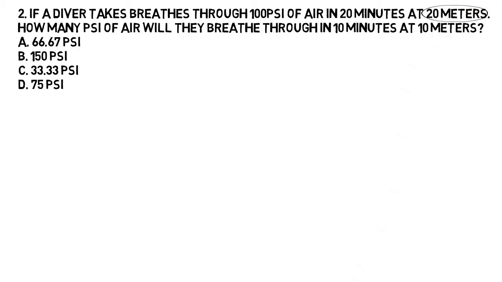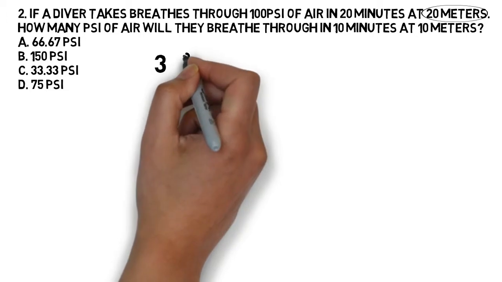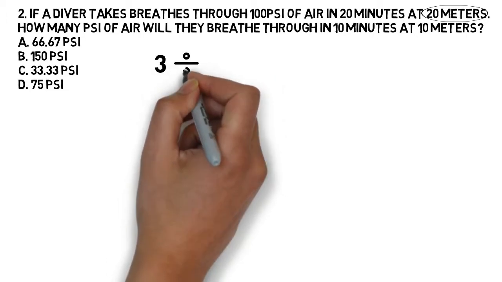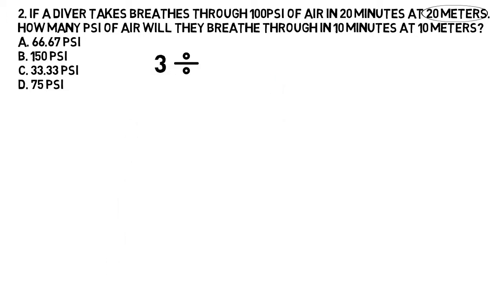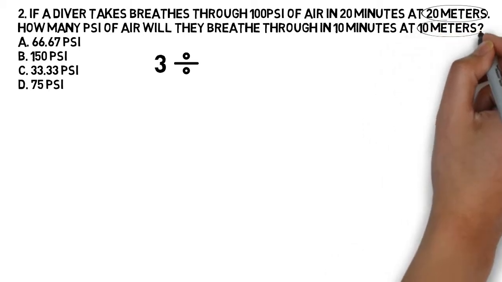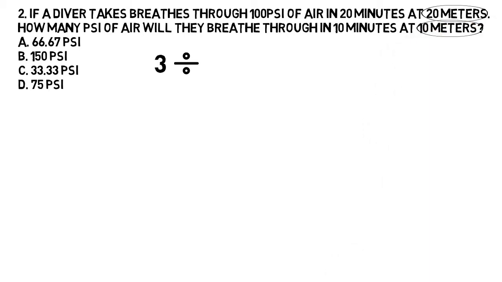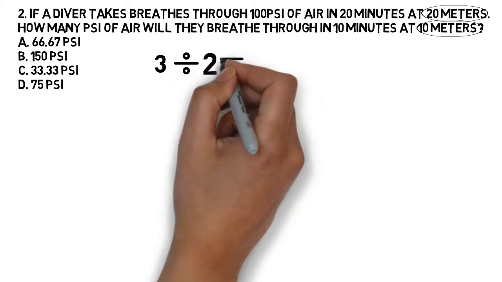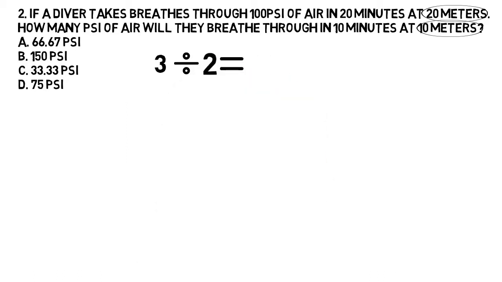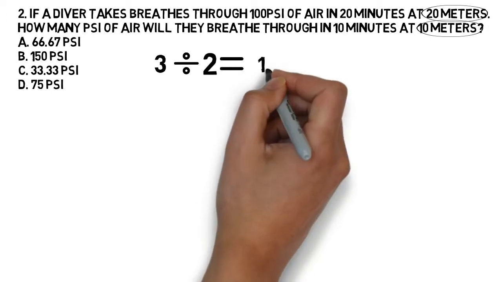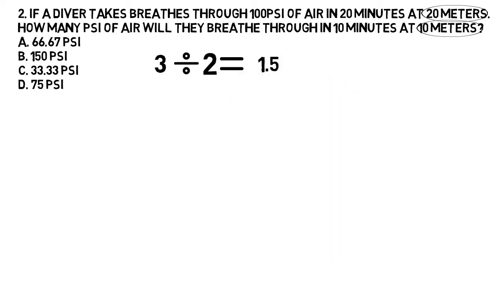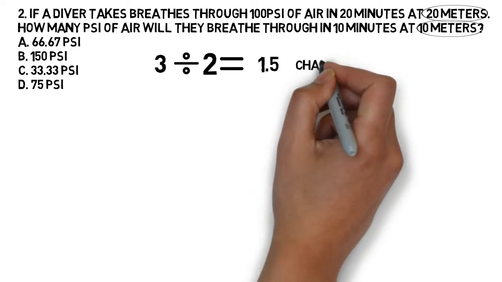Let's just focus on the depth, the first depth, which is 20 meters, therefore 3 atmospheres. And let's divide that by the second depth, the first depth, second depth method. 10 meters is 2 atmospheres. That gives us 3 divided by 2 equals 1.5. That is our change factor.